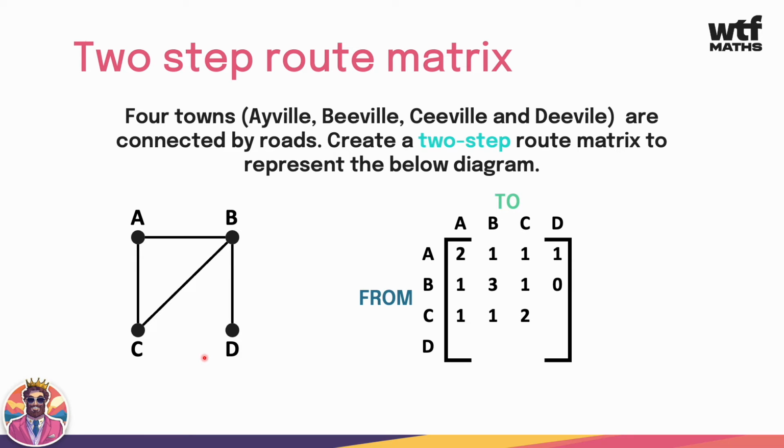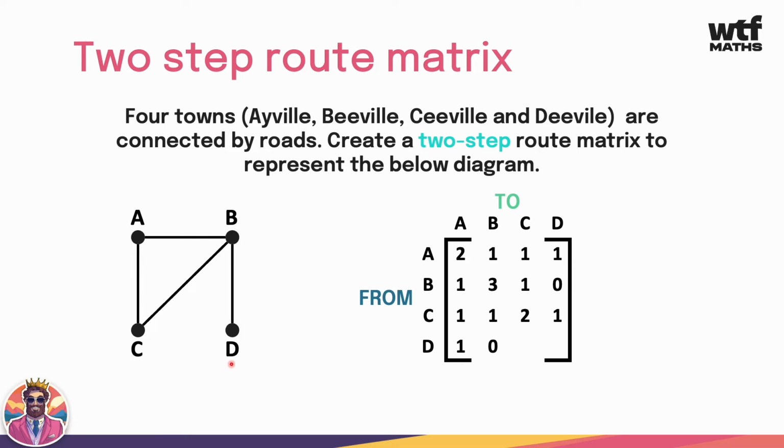Next one, C to C is 2, so C, A, C, and C, B, C. That's the only way you can get there. And finally, C to D is going to be 1, and that would be C, B, D. Okay, last one, D to A. There's only one way to get there. You go D, B, A.